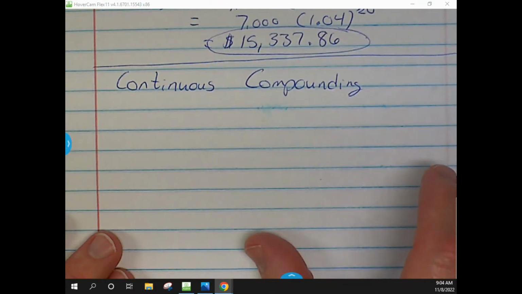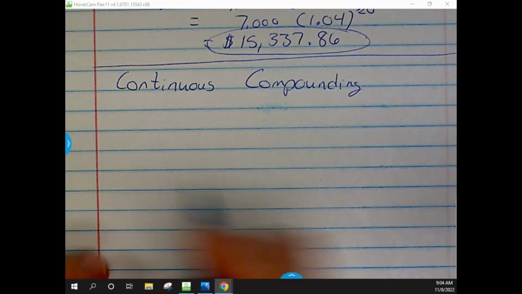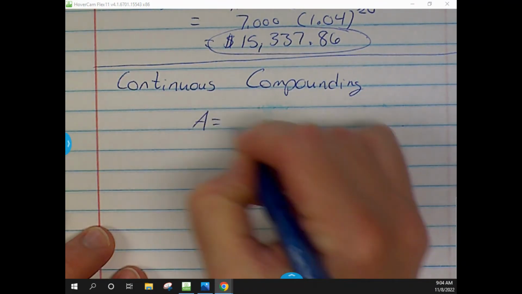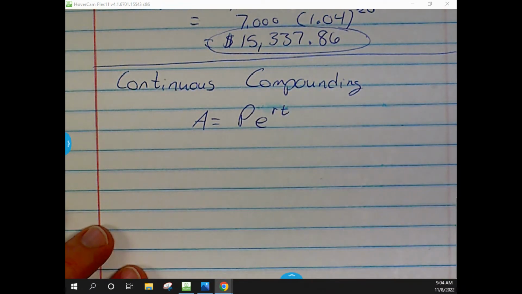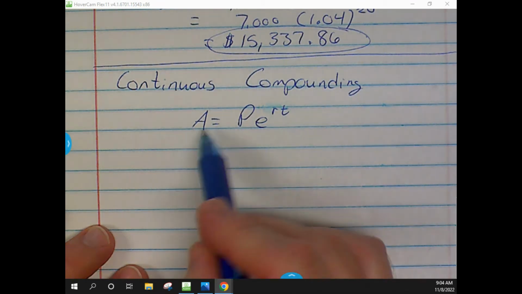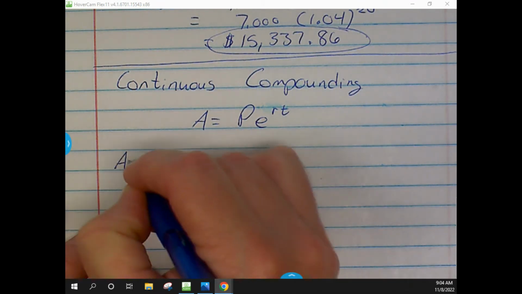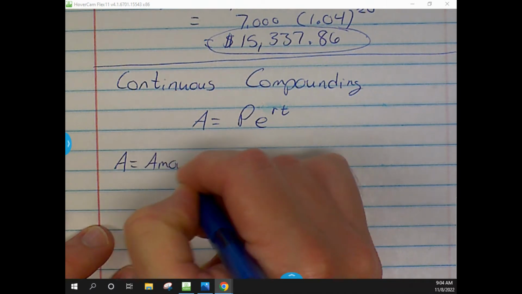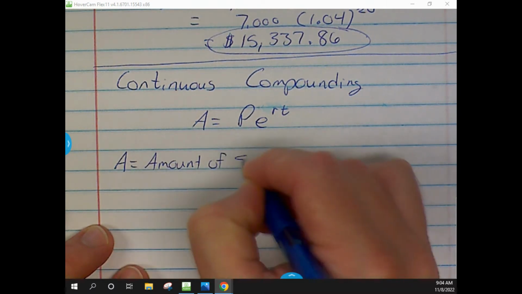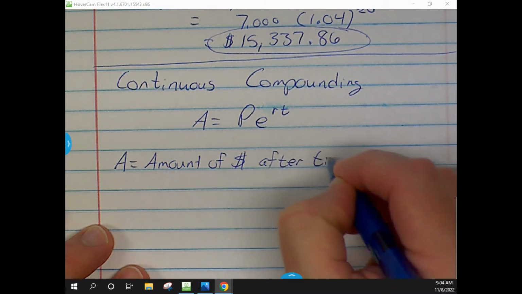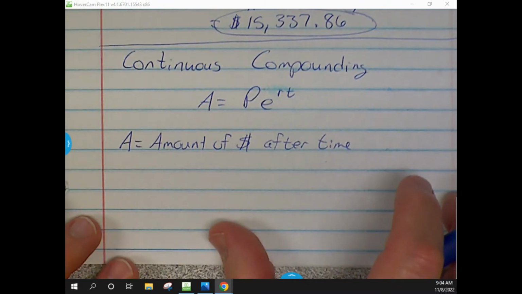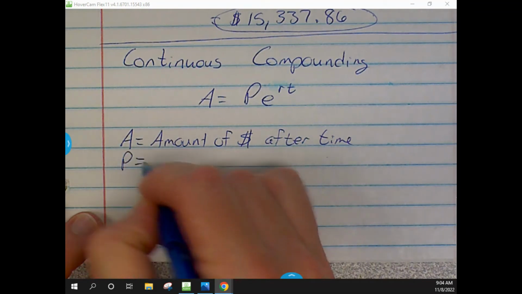All right, second formula is we're going to do continuous compounding. And this one looks a little different, and we'll use a different button on the calculator. All right, so this one is A equals P e to the RT. Now, A is still the amount of money you have after time. P is your principal, your starting money.